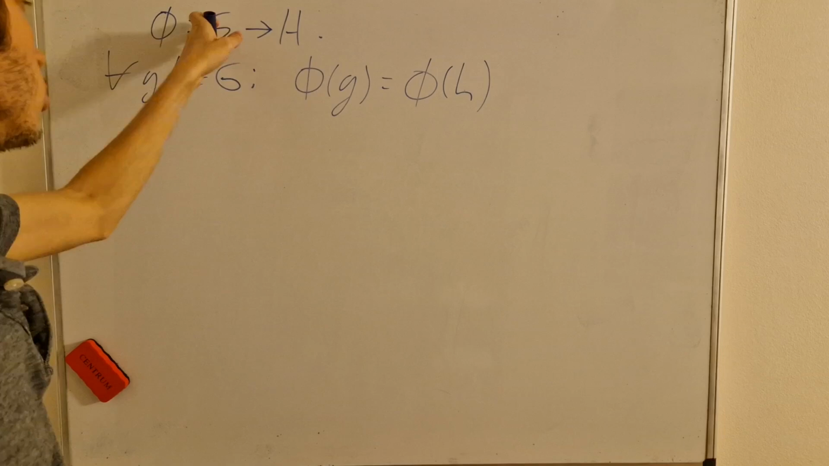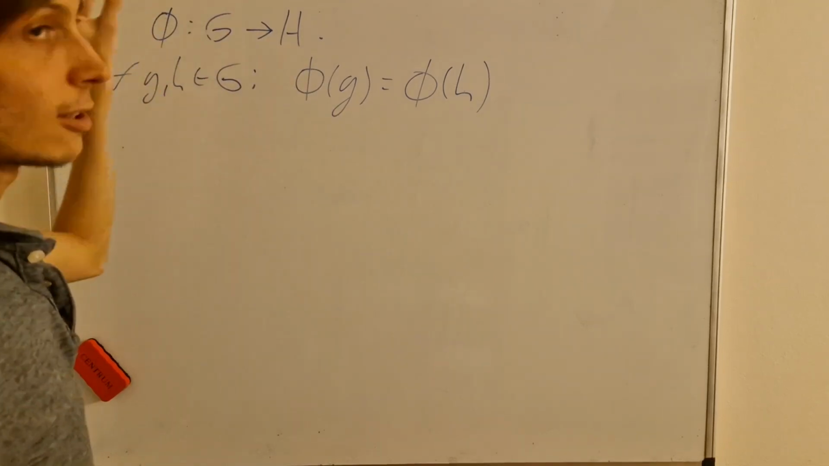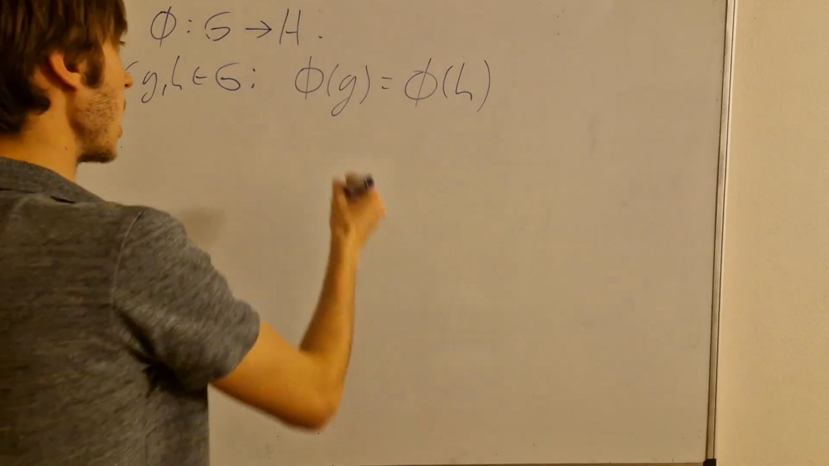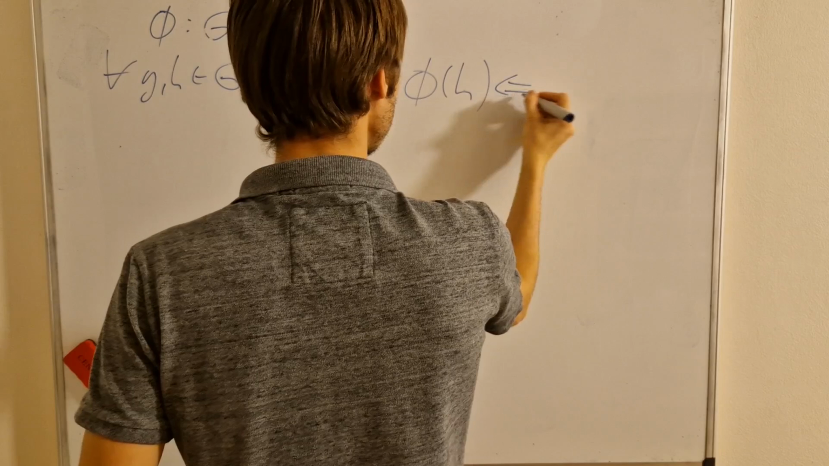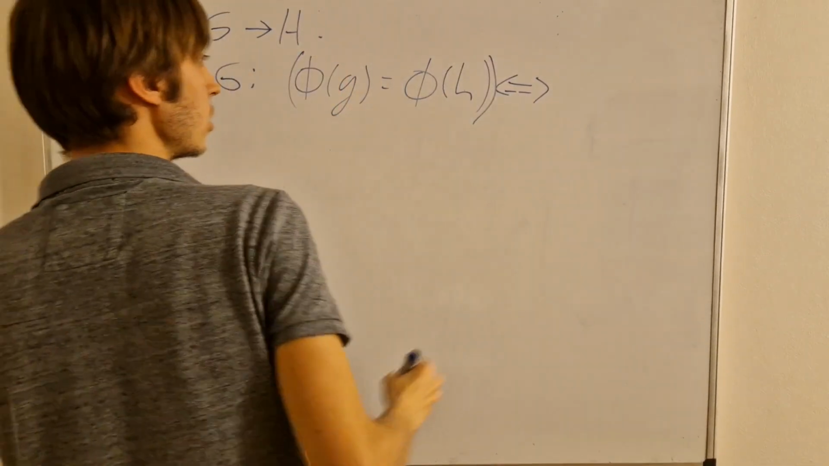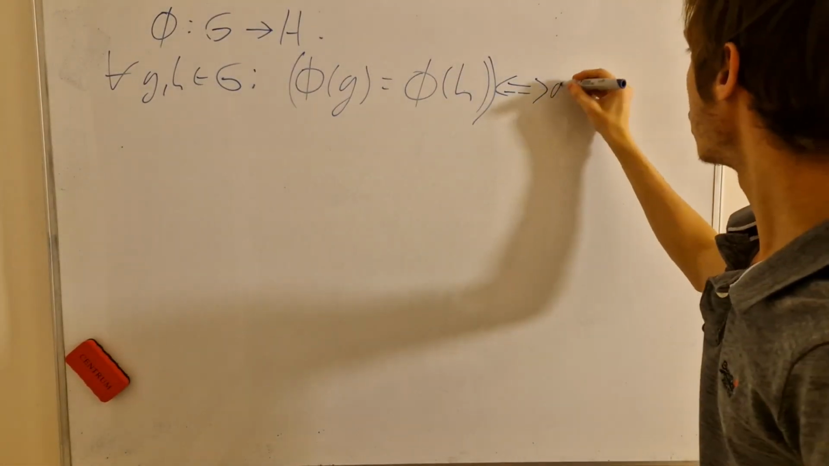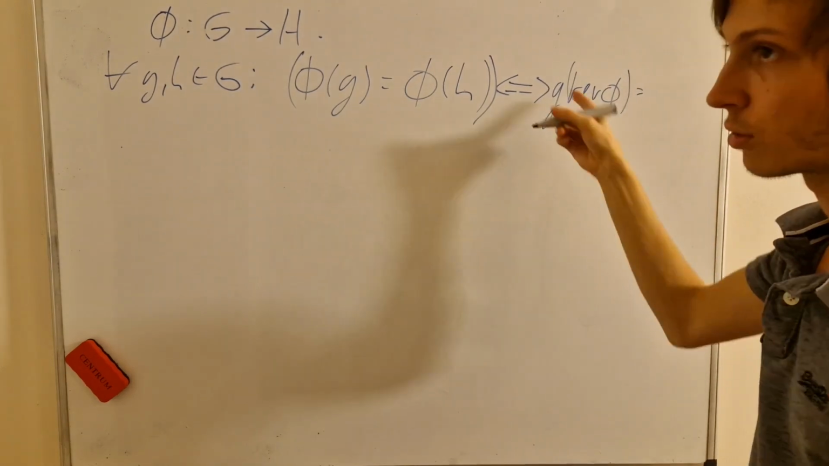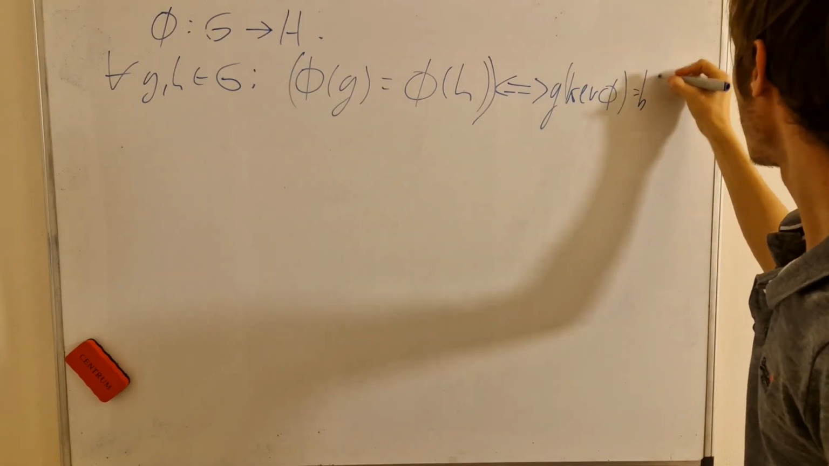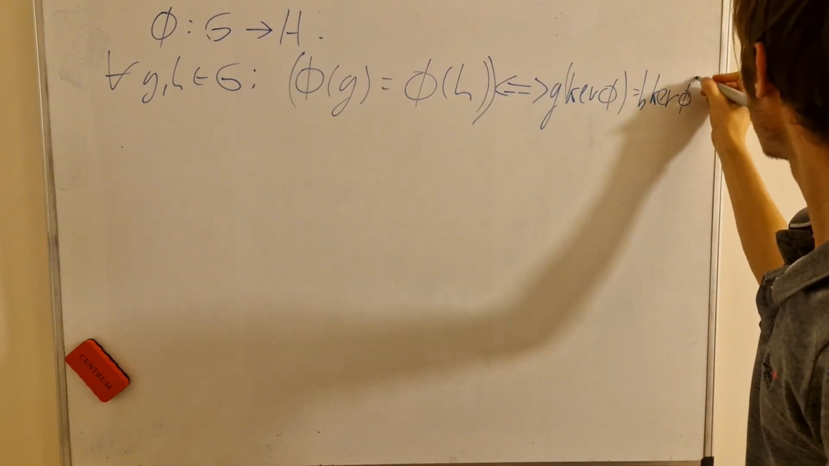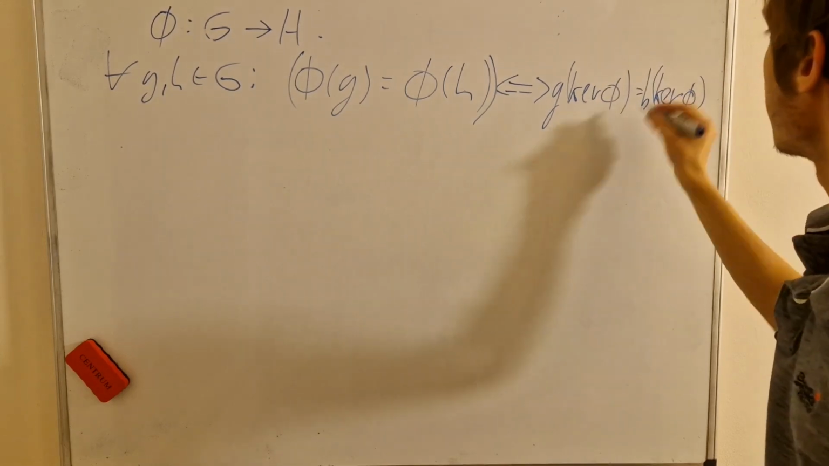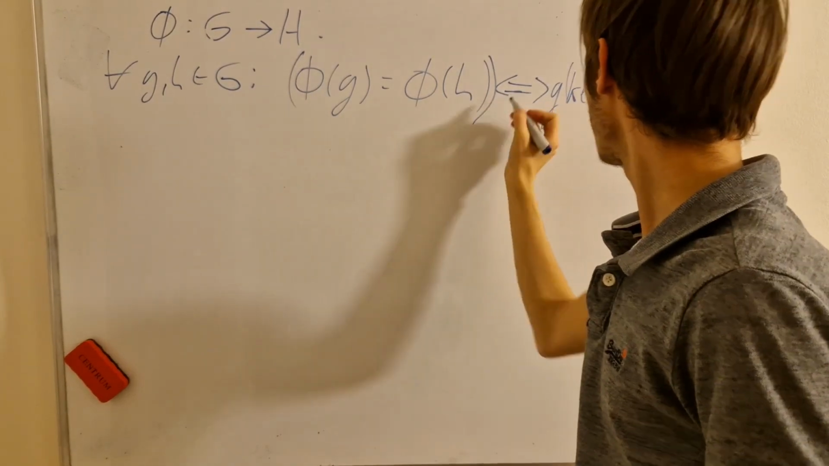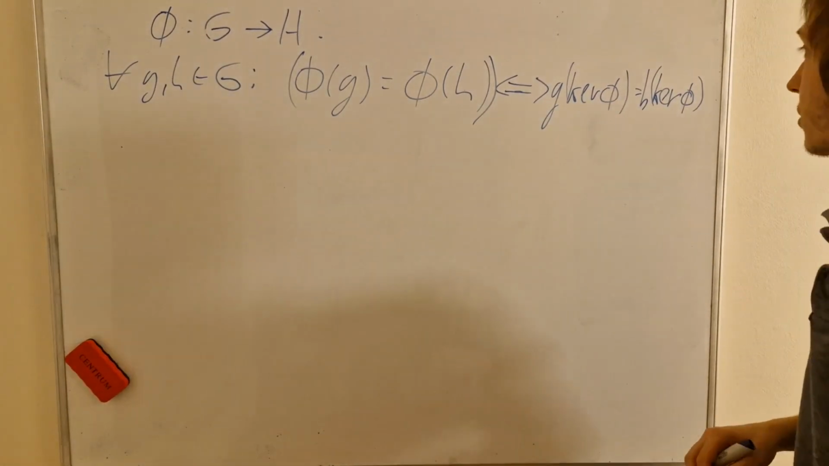Lowercase h belongs to G as well, like lowercase g. And phi is the function defined in the homomorphism, also being the homomorphism itself. So there's an equivalent statement regarding this. It's equivalent to saying that g times kernel phi, which is a subgroup by the way, is equal to kernel of phi multiplied on the left by that h. So phi of g equals phi of h if and only if g multiplying the kernel phi equals h multiplying kernel phi.